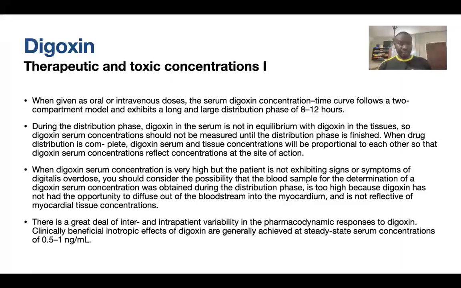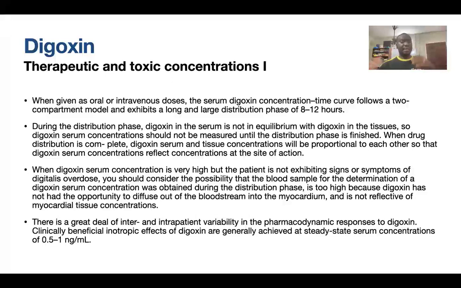Okay, so it's important that when drug distribution is complete, digoxin serum and tissue concentration will be proportional to each other, not that they'll be equal to each other, so that digoxin serum concentrations reflect concentrations at the site of action, or are equivalent to what's going on at the site of action. When digoxin serum concentration is very high and the patient is exhibiting signs or symptoms of digitalis toxicity, you should consider the possibility that you sampled way too early, before distribution was complete.